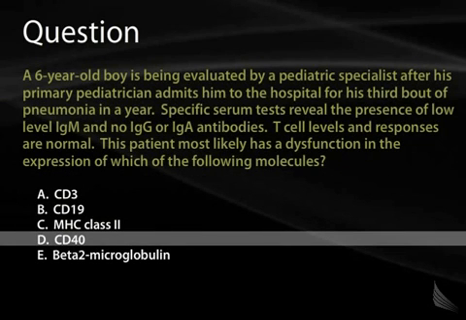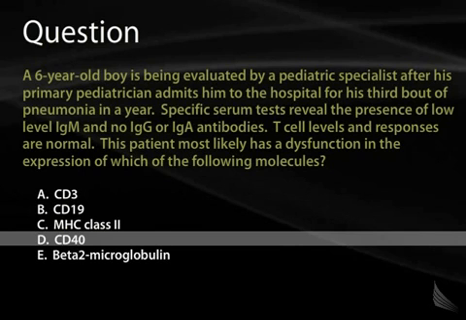The answer is D, CD40. From the clues in the question, we see that this young man has an immunodeficiency. He's got all kinds of recurrent infections with this pneumonia. He's got low-level IgM, so he has B cells. He can make antibody, but no IgG or IgA. That means he can't class switch.